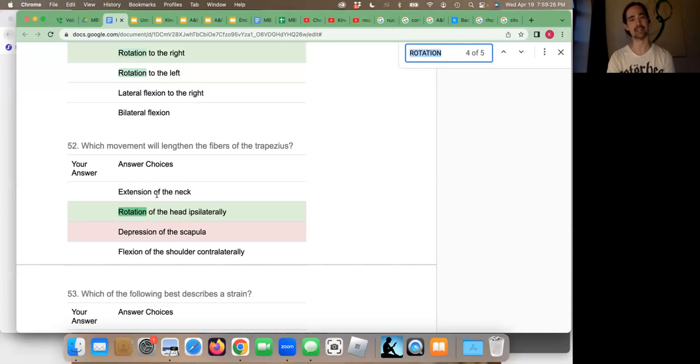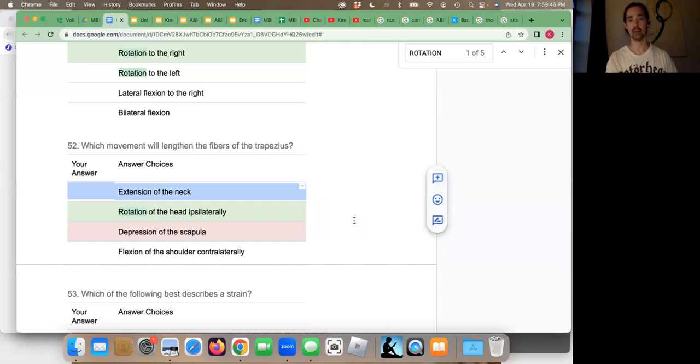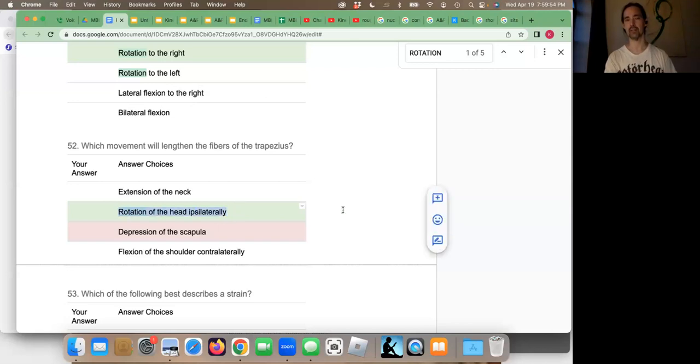Extension of the neck, that's kind of tricky because we know that the lats do something with the neck, but I don't think it does much extension. But anyway, we're talking about lengthening rather than shortening. And if it does extension of the neck, to whatever extent it does, it's shortening, not lengthening of the fibers. And then the question is rotation of the head ipsilaterally. Okay, or depression of the scapula.